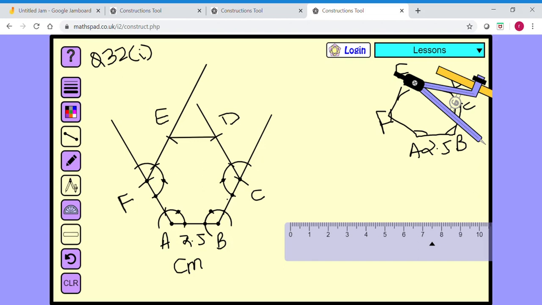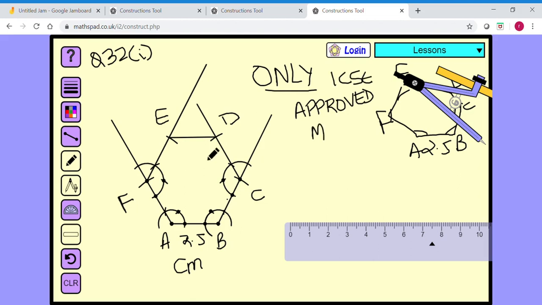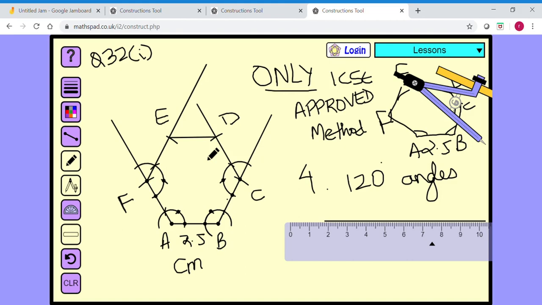Please note your textbook may have other methods of doing it, but this is the only approved method by ICSE. So only the ICSE approved method. Please do not use any other method. This method requires you to make 4 120-degree angles.